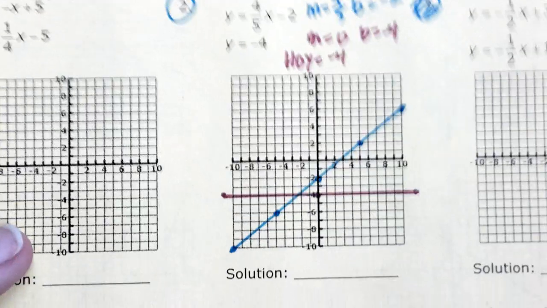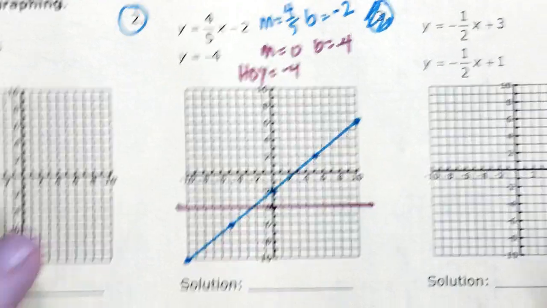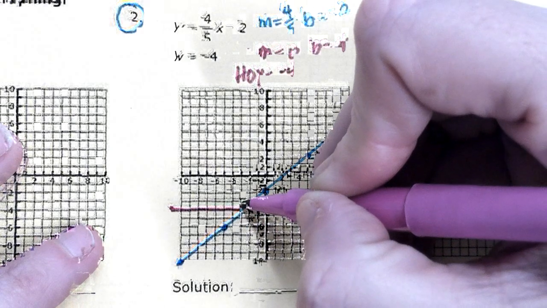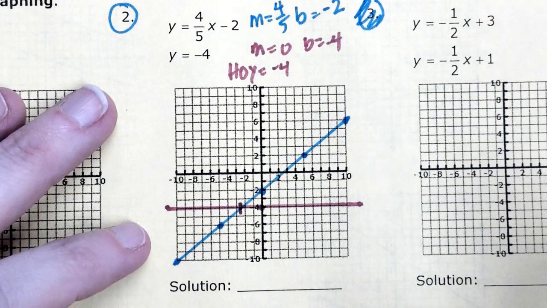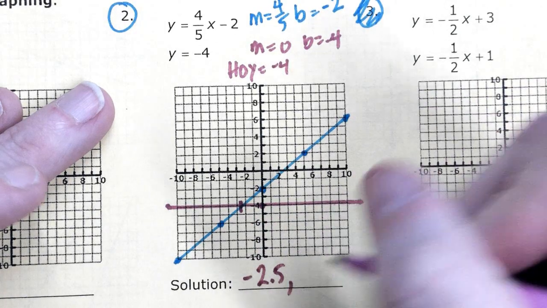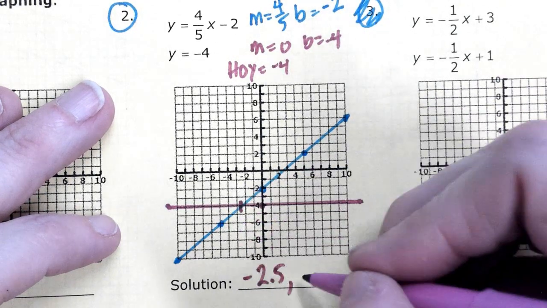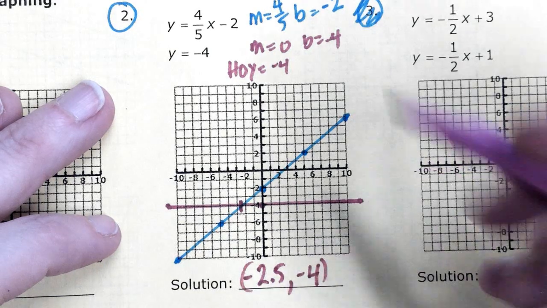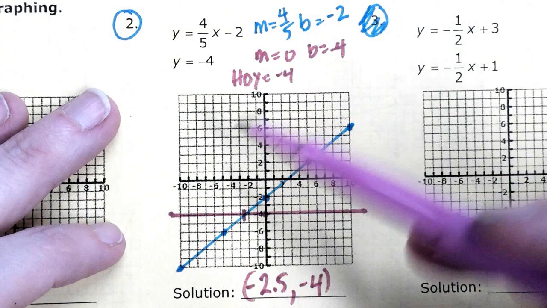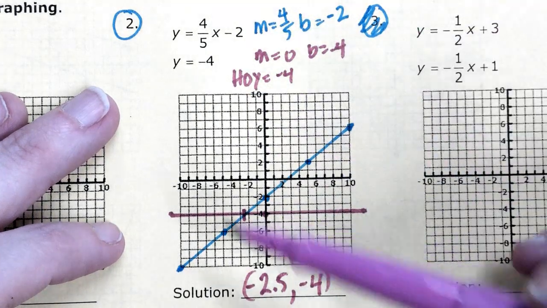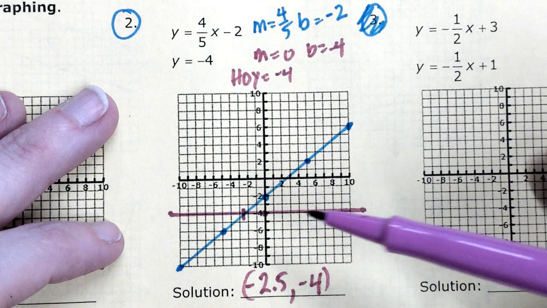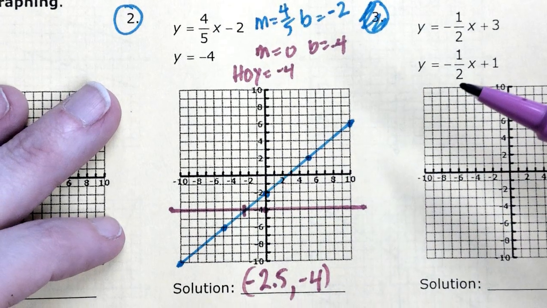Now, when I look for the intersection, this one's a little tricky because the intersection is not right on one of the points. It looks like it kind of goes through the middle there. Okay? There's my intersection. So it looks like it's at about -2.5, and then -4. Next week we will learn how to actually solve these algebraically for when we get an answer that's not precise or that we're kind of guessing on. Okay.